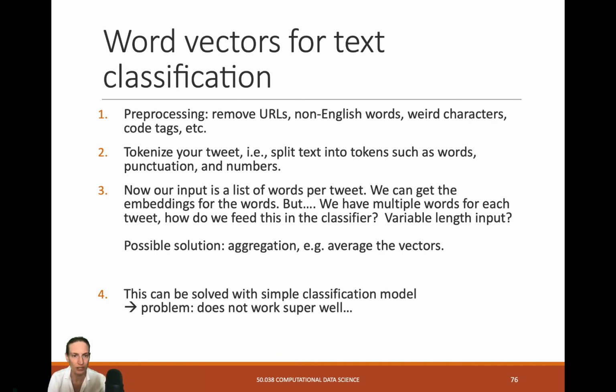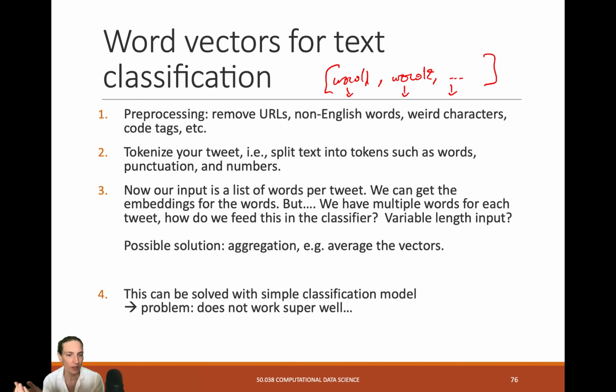Then you tokenize your tweet or your document, which is basically splitting it into a list of words, which would be tokens. So now our input is a list of words per tweet. Now we can get embeddings for each of these words, so we're going to be replacing these with vectors. Remember, there are people out there who have trained GloVe and Word2Vec on corpora of the whole of Wikipedia.